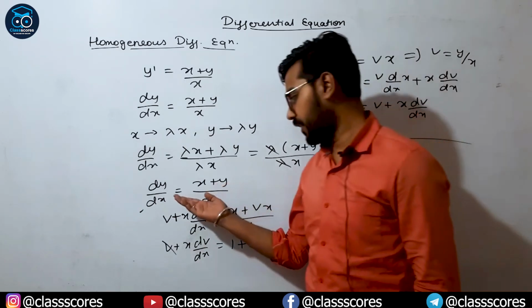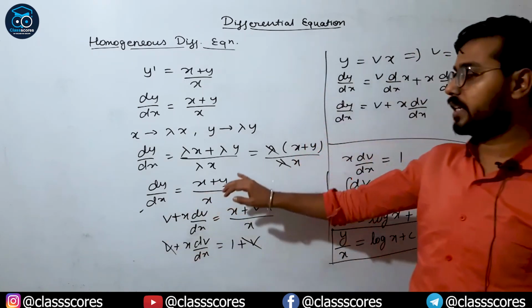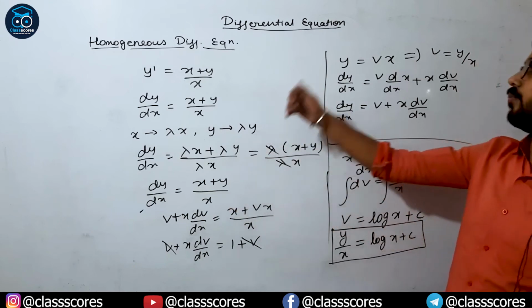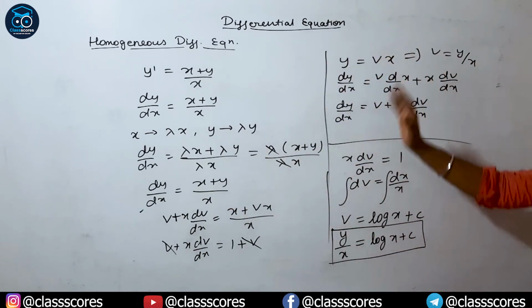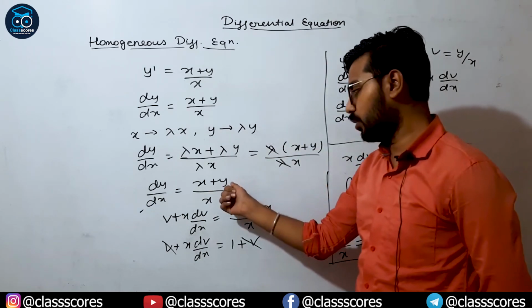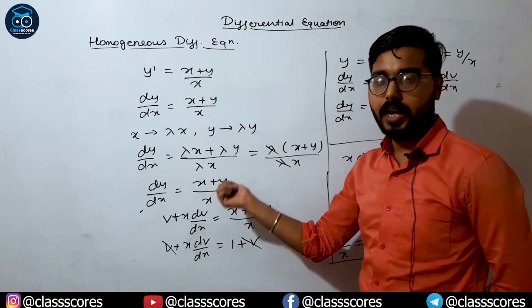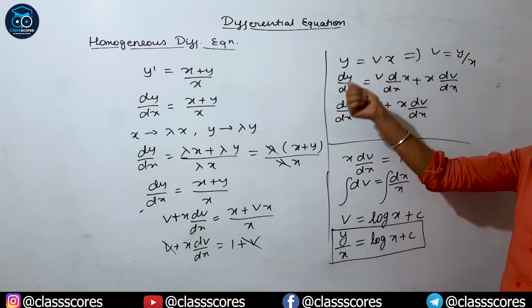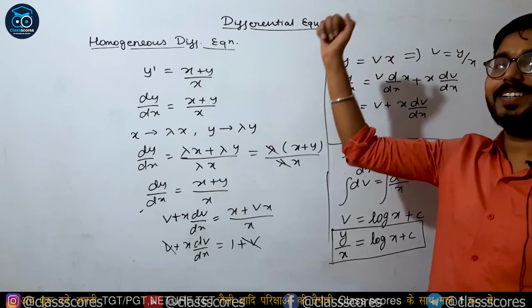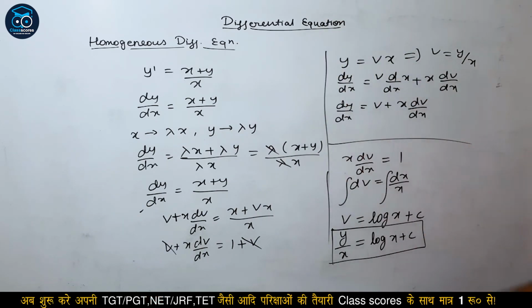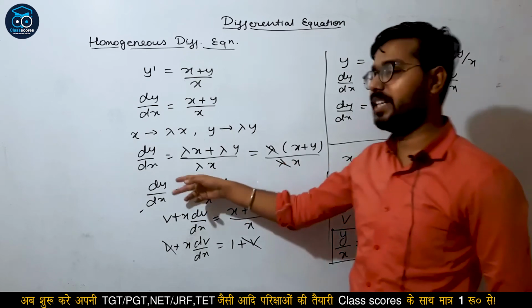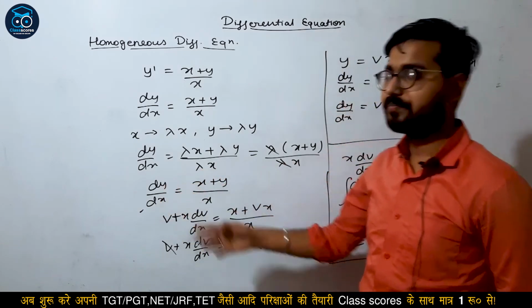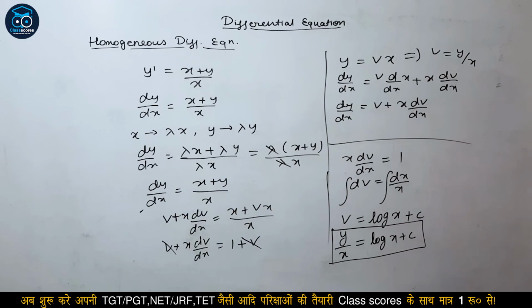Now if it is a homogeneous equation, then we can substitute the value of y with vx. It is not compulsory that you only substitute the value of y. Either you can substitute y as vx, or you can substitute x as vy, but in that case you will get the value of dx upon dy. Okay, now please pause the video to note it down.